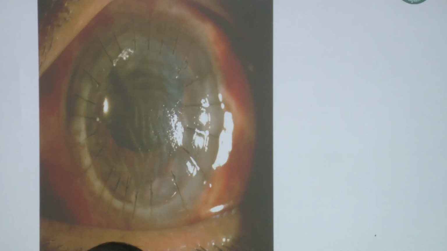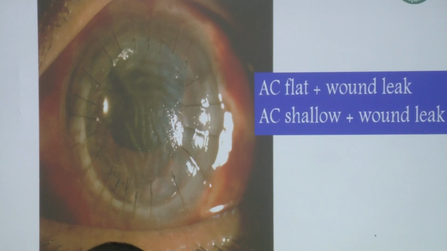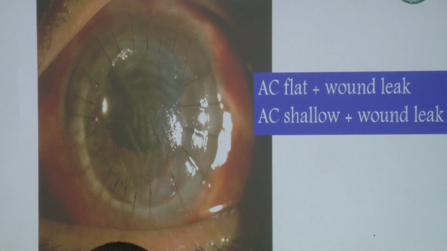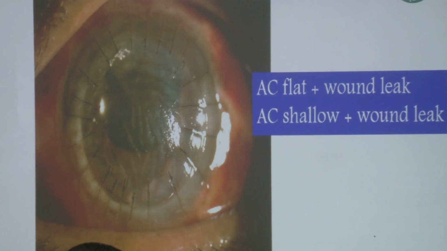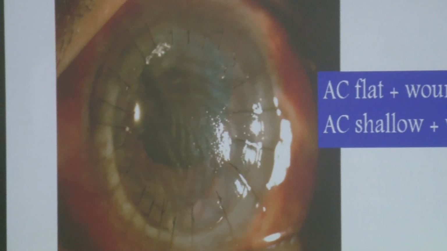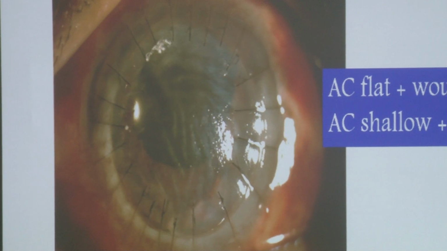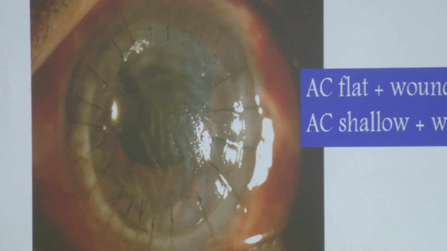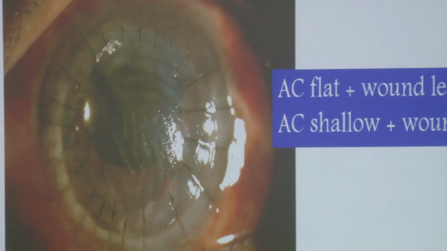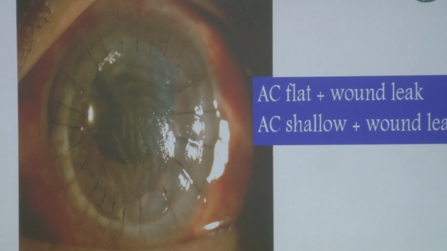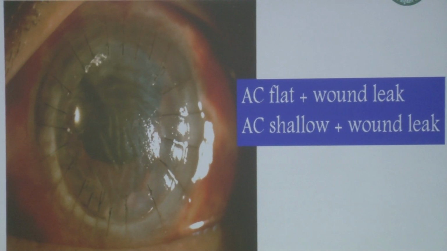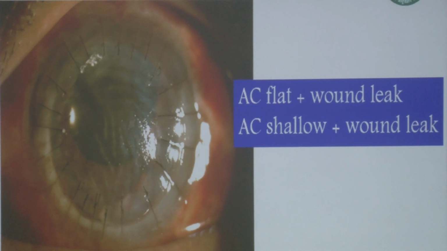AC status. If the AC is flat and there is an active leak, we need to take the patient immediately to OT and reform the AC. But if the AC is shallow or of moderate depth and there is a minimal leak, we have time. We can take liberty, put a BCL, and wait for 24 hours. If the AC is formed in 24 hours, we can continue the BCL for another 2 days, and then try removing it.